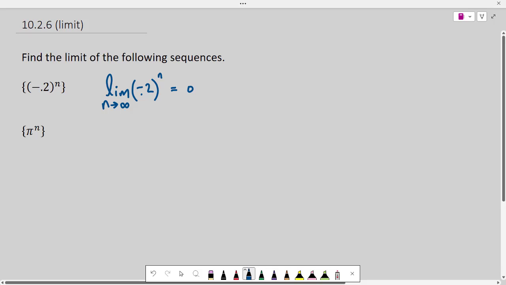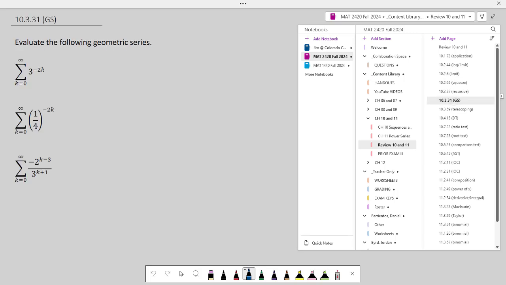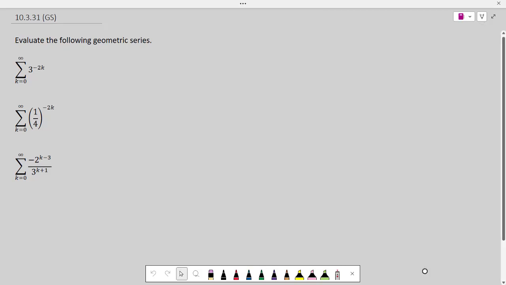Take a number that has a magnitude that's less than 1. As you do repeated multiplication, it gets tinier and tinier. And then this is the other basic limit. If you take the limit as n goes to infinity of a base that's bigger than 1, that's going to be infinite. So just two basic limits. Make sure those make sense. We'll come back to some of this other stuff. Let's go to geometric series. Let's hit the things that are most important first.